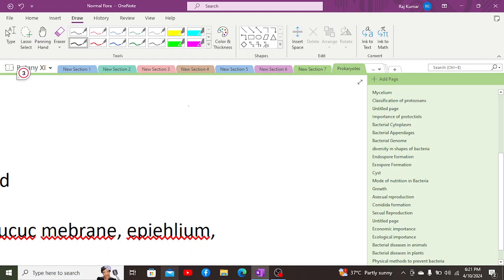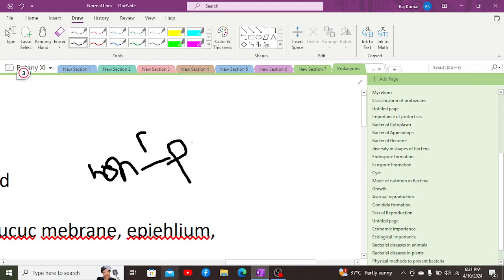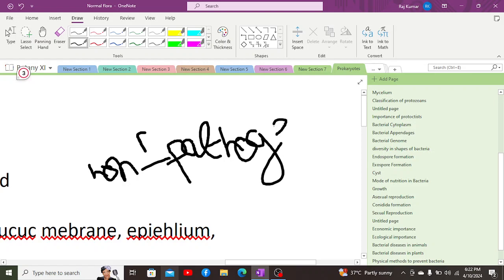And one more thing, these bacteria are non-pathogenic bacteria. These are non-pathogenic bacteria on the specific surface tissue over which they are found. The normal flora of our body are known as non-pathogenic bacteria. First and foremost, these are non-pathogenic bacteria.